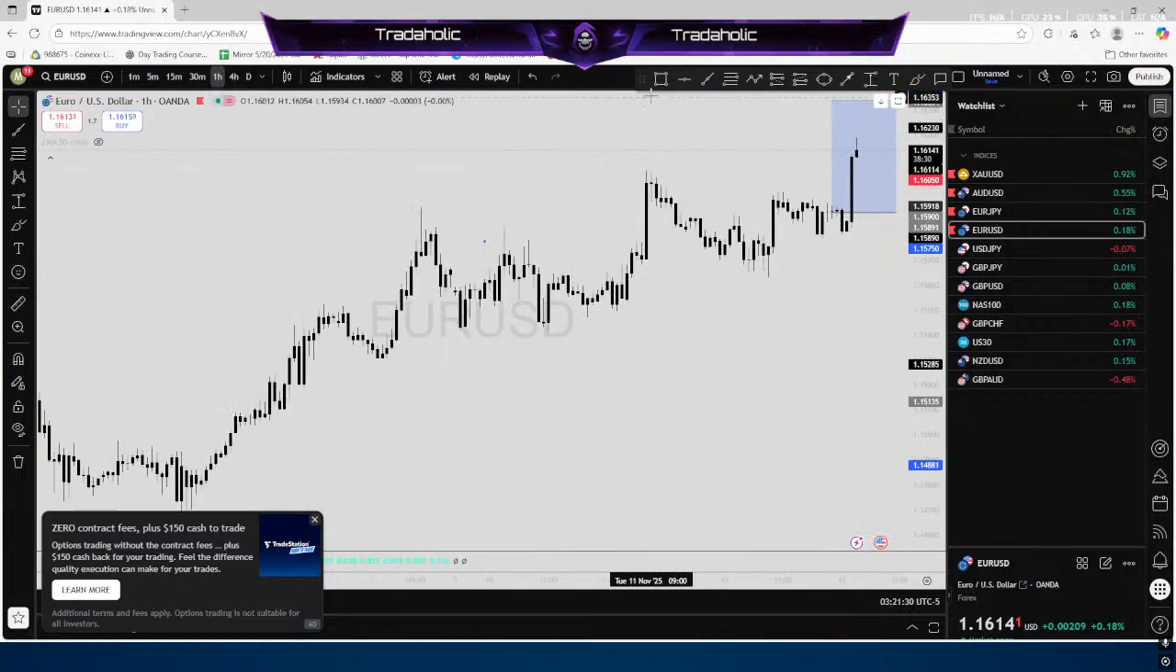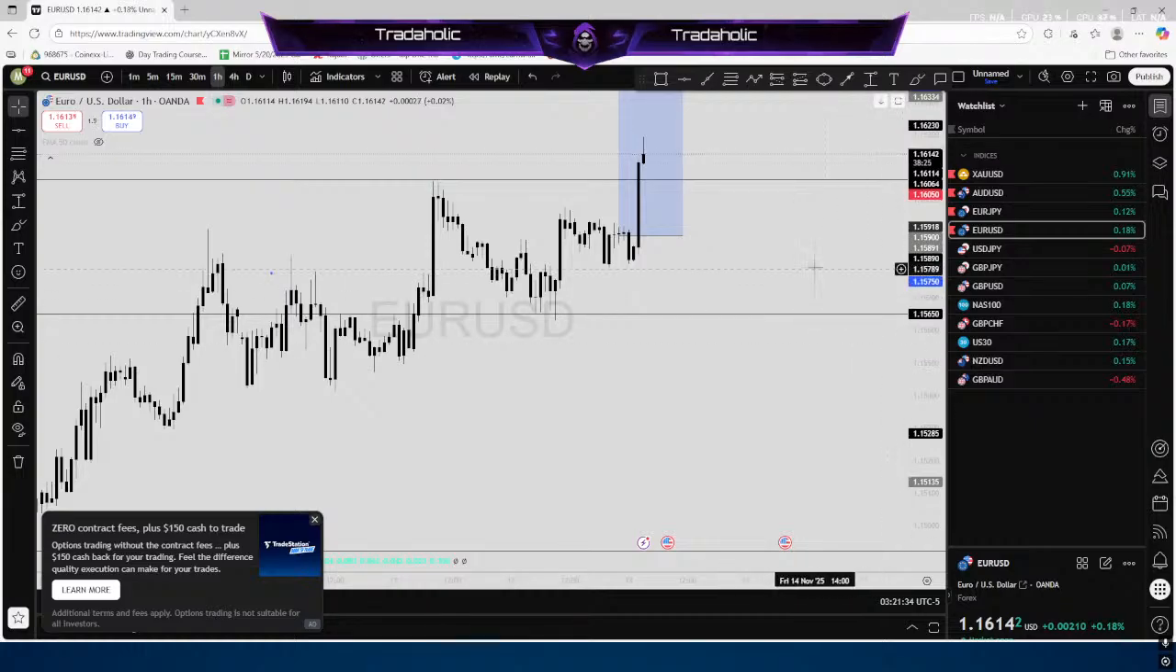So that was the trade idea. Let me make my chart clean as it was before. I just made it a little bit ugly.